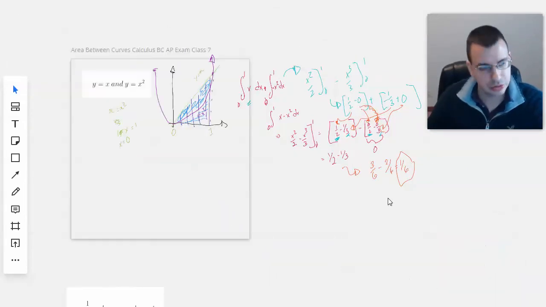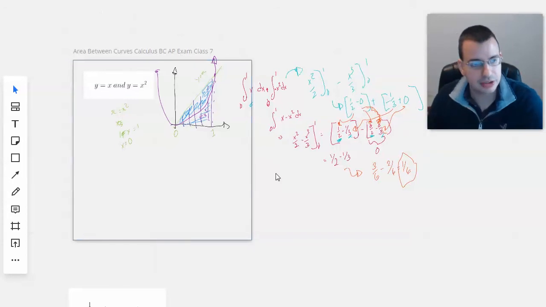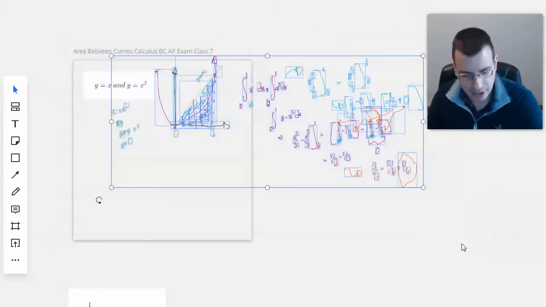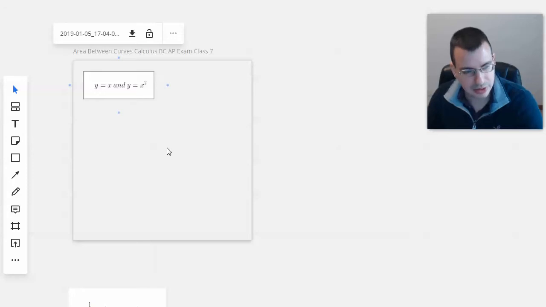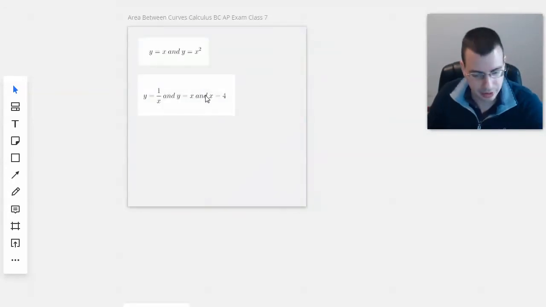Ooh, that was excessive. And I'll lock that into place. There we go. Highlight everything. I'll leave the y equals x squared there. Okay. Bring the next guy up.